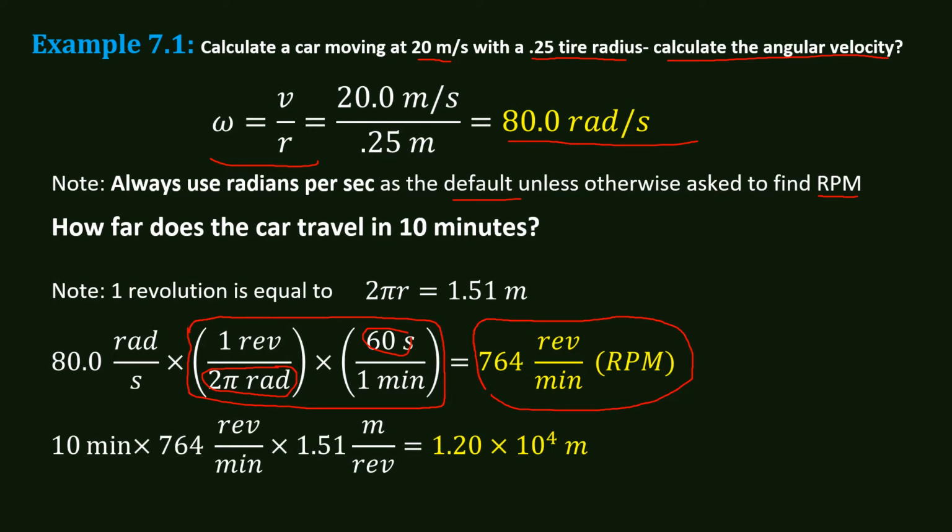So in 10 minutes, if we are getting 764 revolutions in 1 minute, and don't forget 1 revolution is a displacement of 1.51 meters, then we just take that number of revolutions times that distance around the circumference of the rotation, and we are able to get our displacement right here, 1.20 times 10^4 meters.